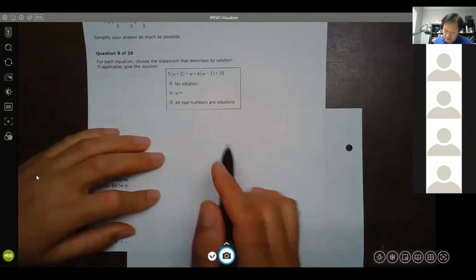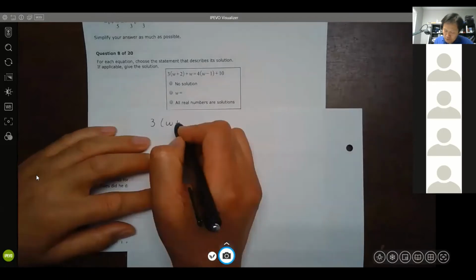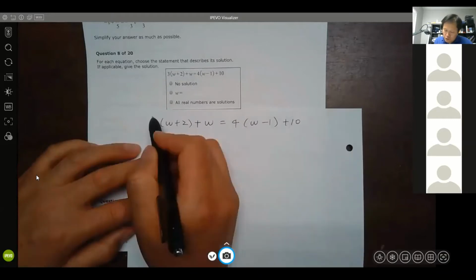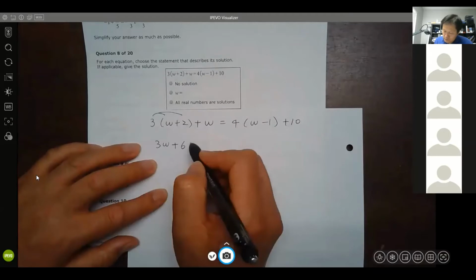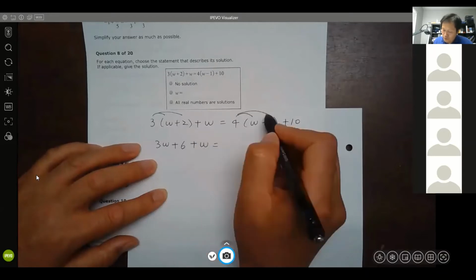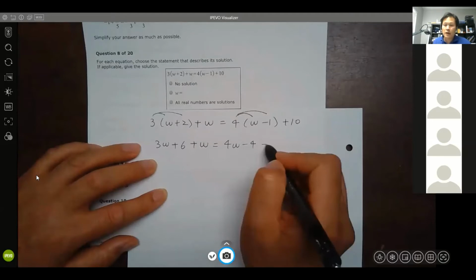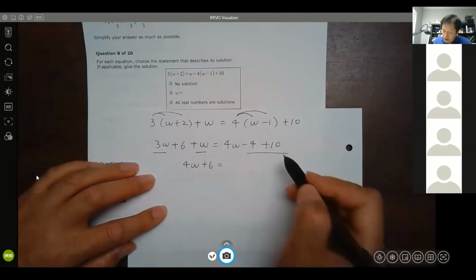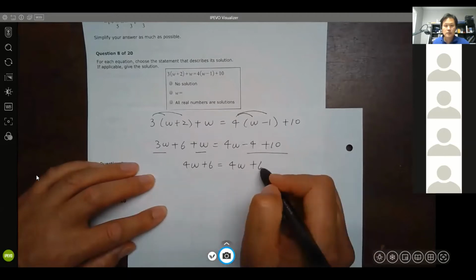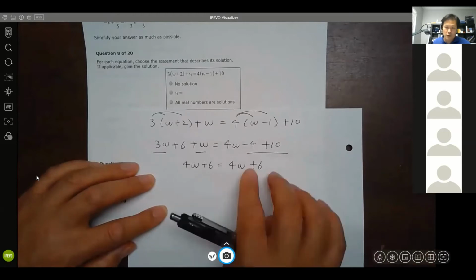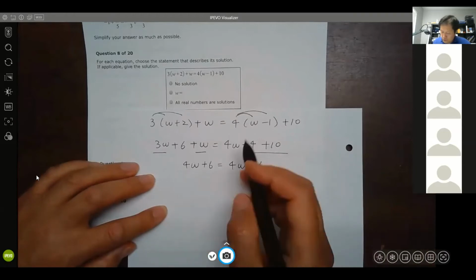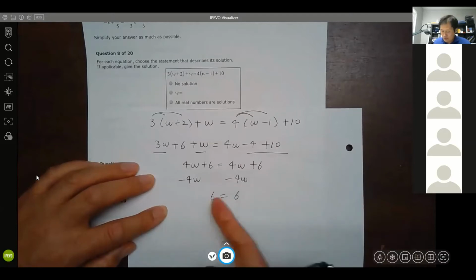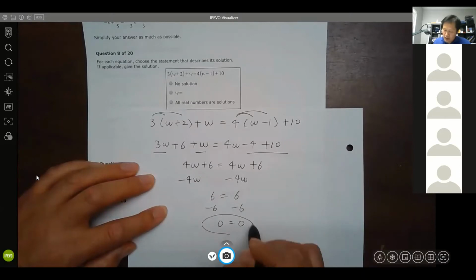I'm going over: distribute 3, distribute 3, distribute 4, distribute 4, combine like terms. I got 4W plus 6 equal to, combine like terms here, plus 6. Well, I'm moving everything to one side, W to one side. So I'm going to minus 4W, got 6 equal to 6. I'm moving 6 to the right, minus 6, you got 0 equal to 0. You could have done that right here.